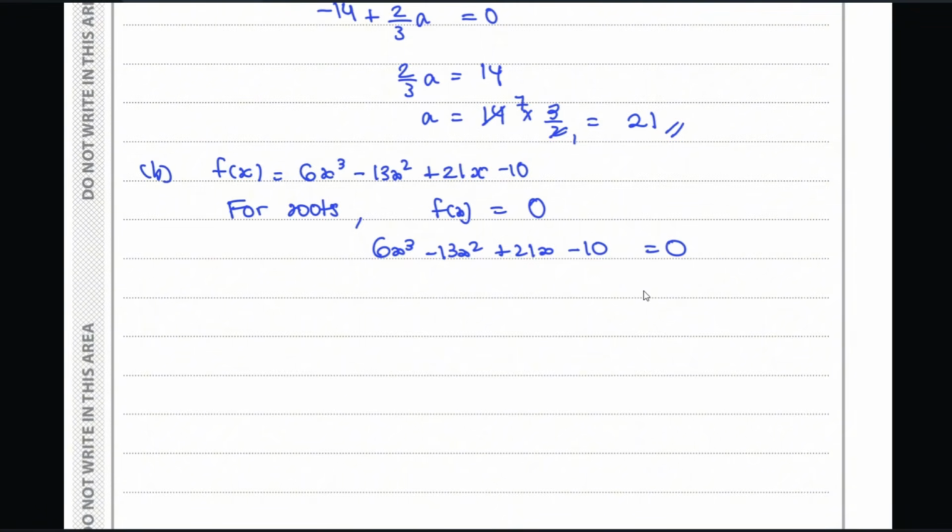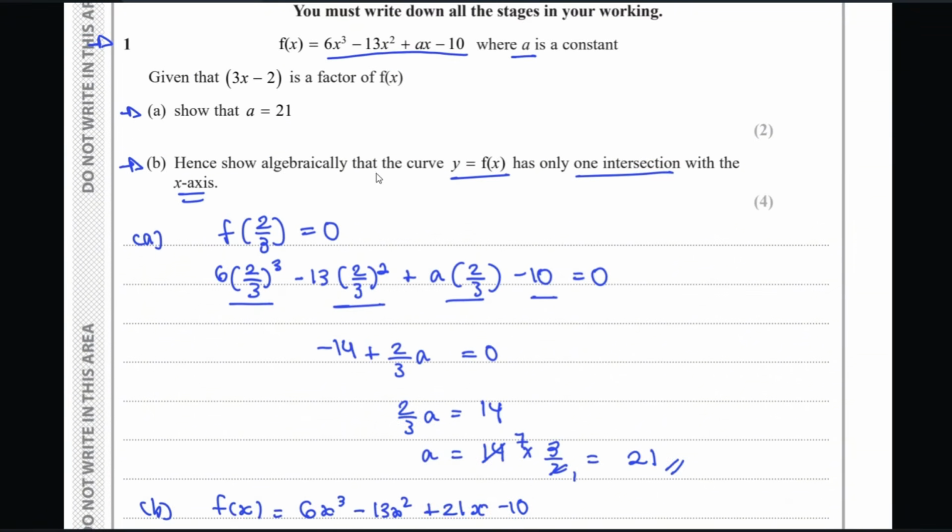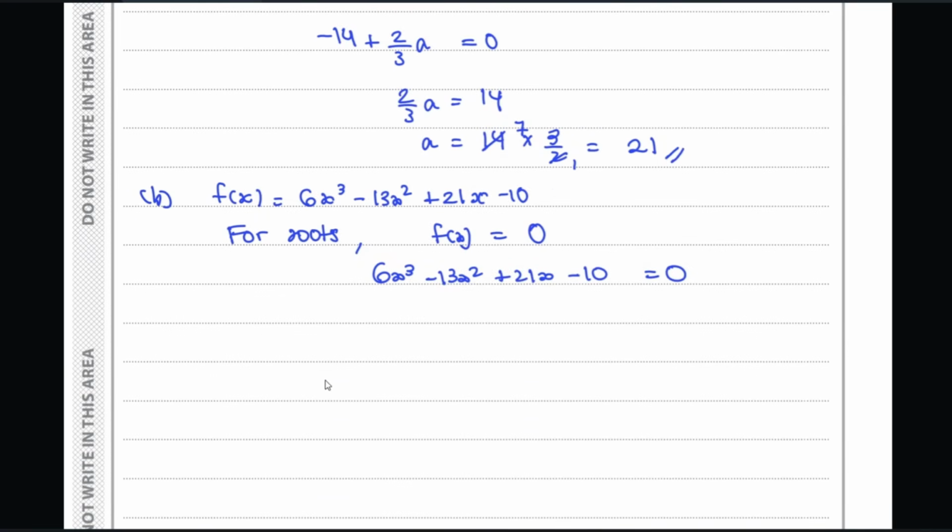But we don't need to find all the roots, or the x-coordinates of the roots. We just need to show that there's only one intersection between the curve and the x-axis. So how do we do that? First of all, to solve this equation, we factorize the cubic equation, and then we'll solve. Let's try and factorize the cubic. We already know a factor.